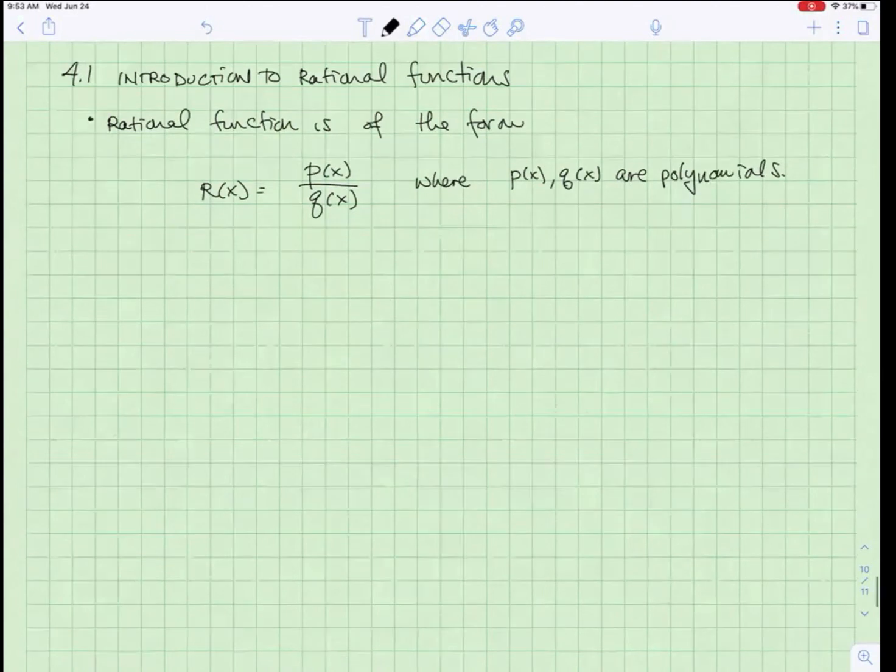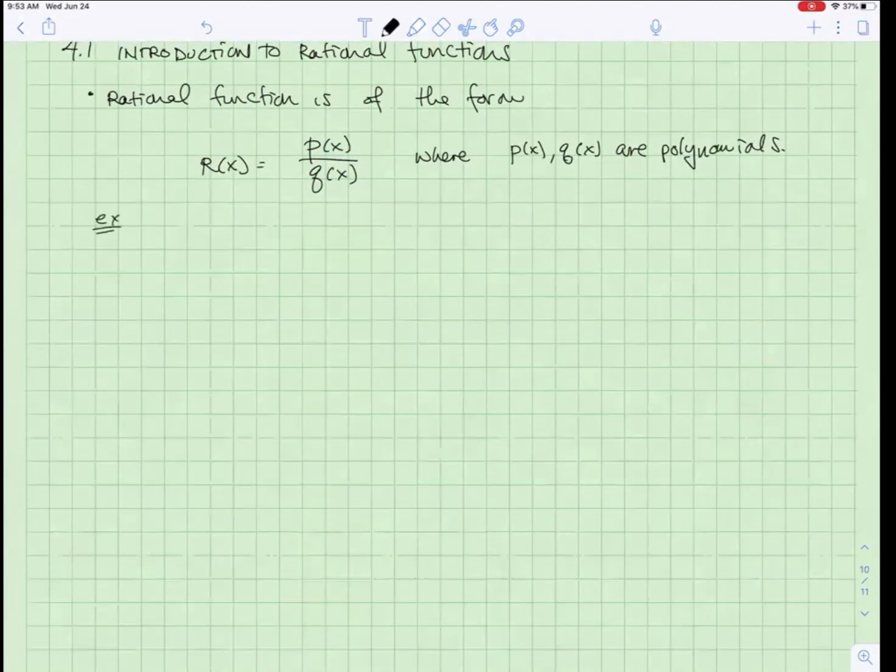So a simple example might be something like r of x is equal to x plus 1 over x squared minus 4. This is p of x. This is q of x. This is the numerator. This is the denominator.